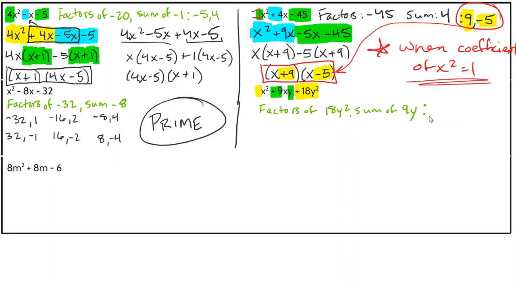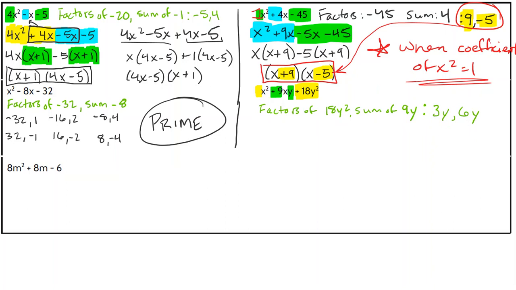So it could be 1 and 18, that's too much. It could be 2 and 9, that's not going to work. It could be 3 and 6, that's what we're going to use. But then we also need this y squared bit, so factors of y squared with a sum of y, that means that each of these needs to have a y attached. So 3y plus 6y is 9y. 3y times 6y is 18y squared.